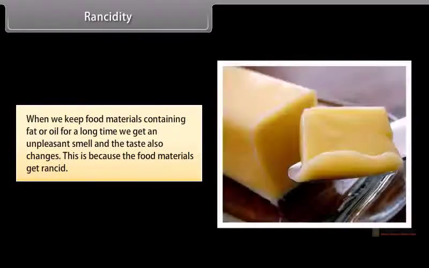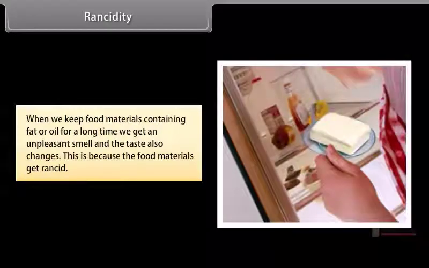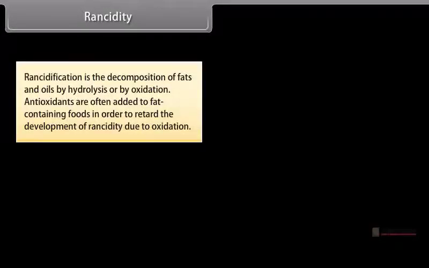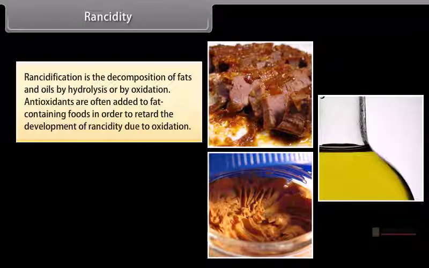Rancidity. When we keep food materials containing fat or oil for a long time, we get an unpleasant smell and the taste also changes. This is because the food materials get rancid. Rancidification is the decomposition of fats and oils by hydrolysis or by oxidation. Antioxidants are often added to fat-containing foods in order to retard the development of rancidity due to oxidation.